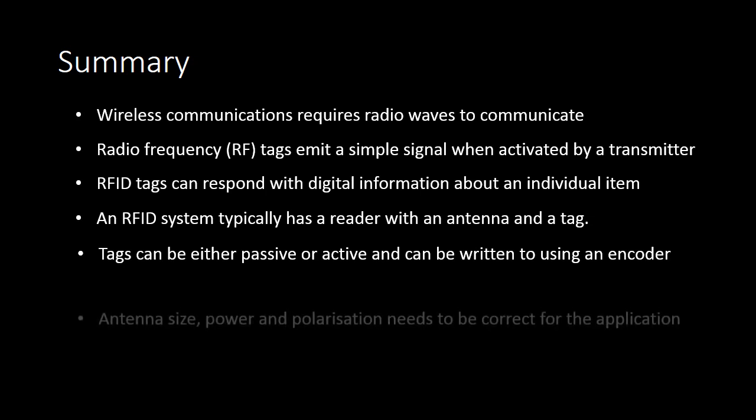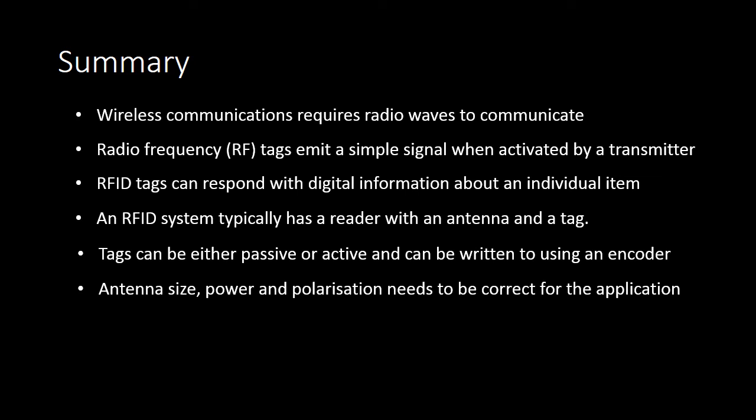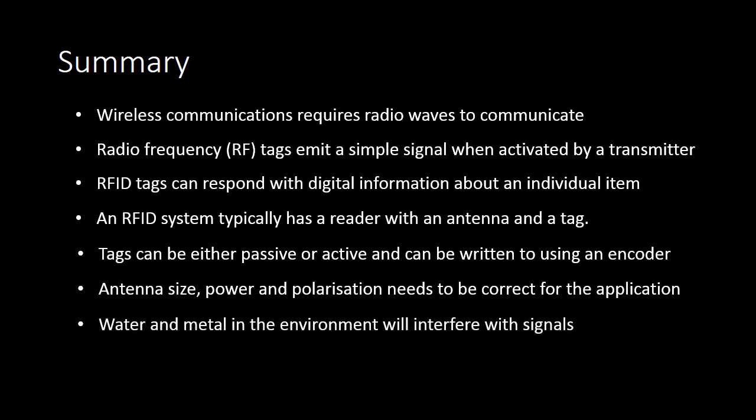Reader antenna size, power, and polarization need to be correct for the application. Excessive water in the environment will absorb the reader signal and cause interference. Metal will reflect the signal before it reaches the tag. Correct tag types must be chosen. Cables should be shielded over 6 meters long and use of connectors and ports limited to reduce loss of signal.